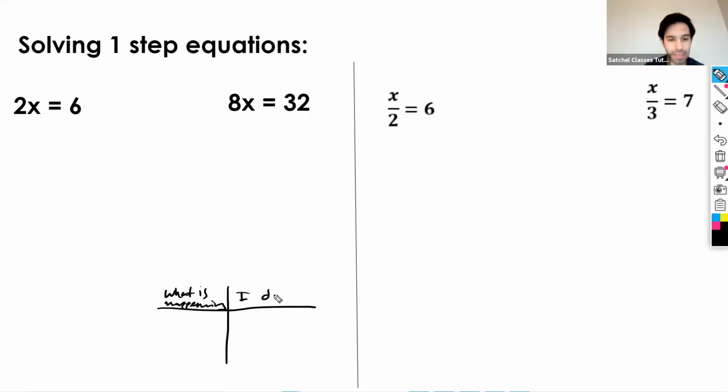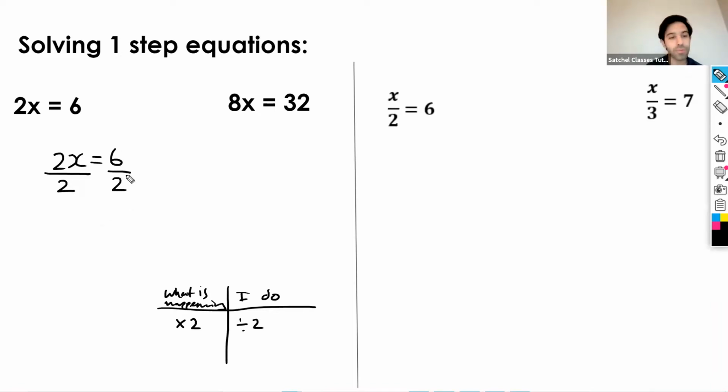And what I need to do. So we're multiplying by 2, and the inverse operation, the opposite of multiplying by 2, is dividing by 2. So I need to divide both sides by 2 now. So I'm going to write this here. 2x is equal to 6. Because I'm multiplying x by 2, I'm going to have to divide 2x by 2, and I will also have to divide 6 by 2.